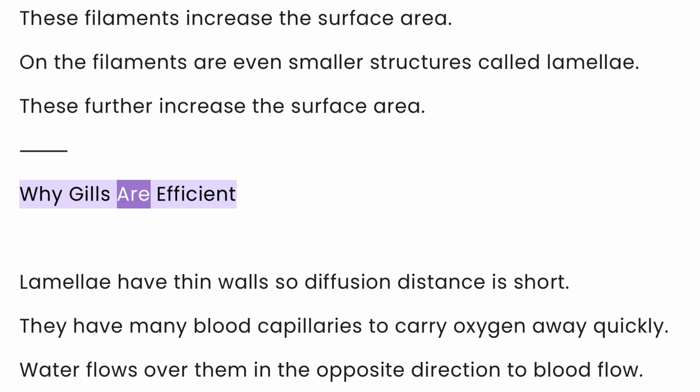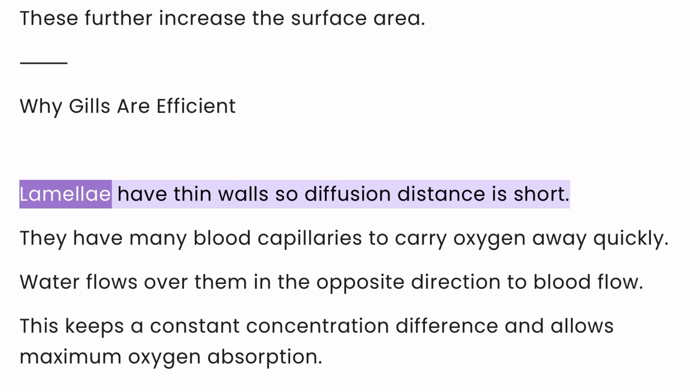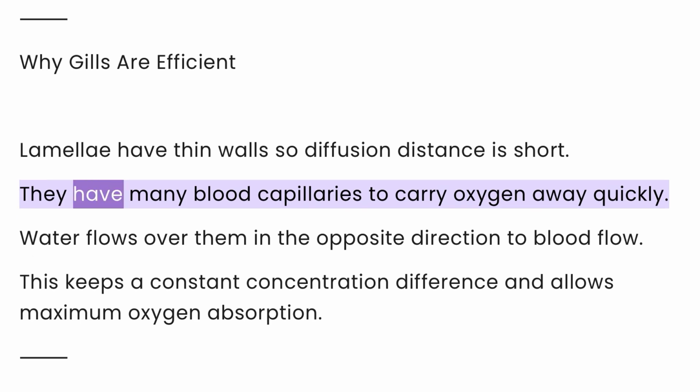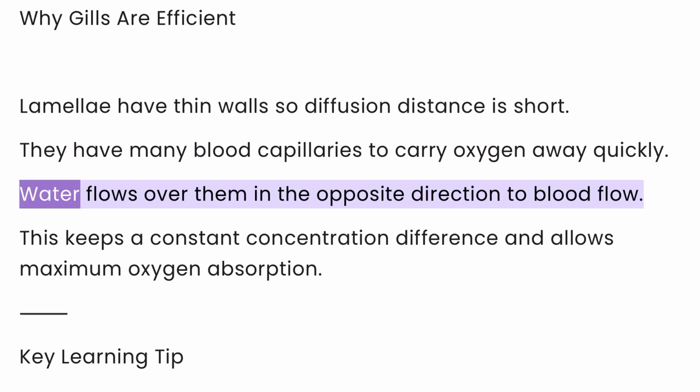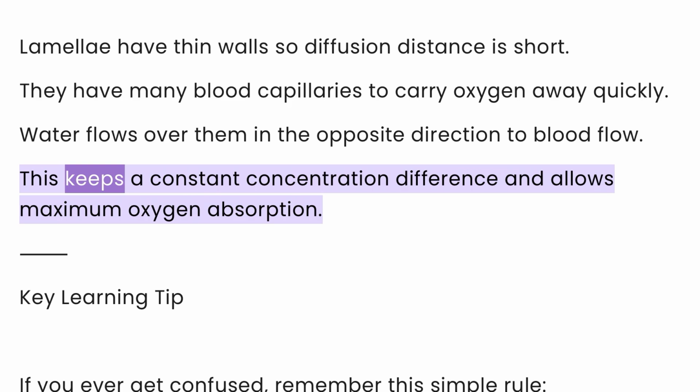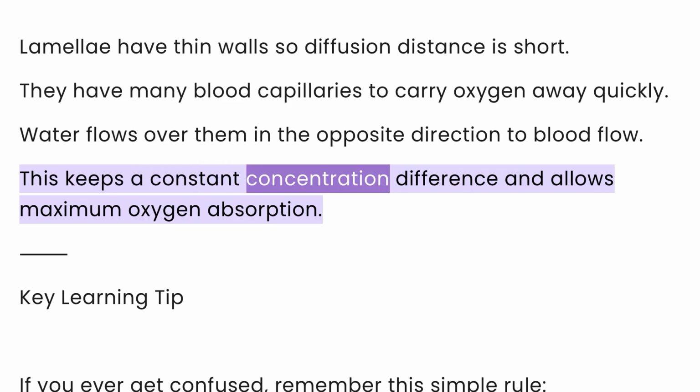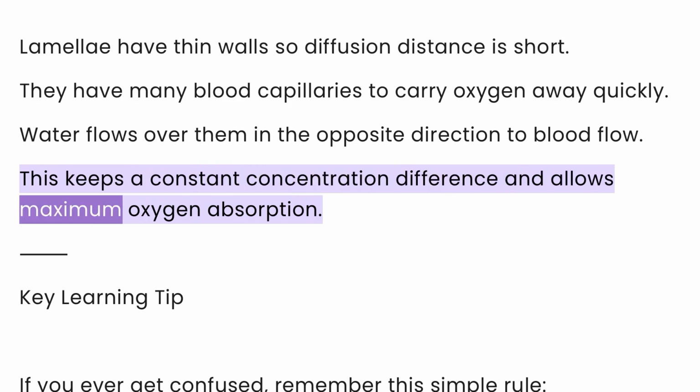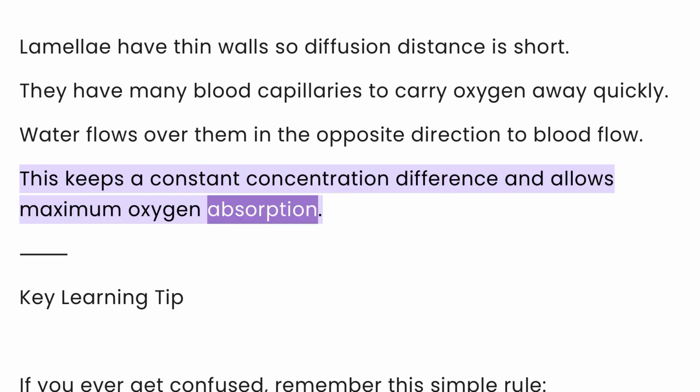Why are gills efficient? Lamellae have thin walls, so diffusion distance is short. They have many blood capillaries to carry oxygen away quickly. Water flows over them in the opposite direction to blood flow. This keeps a constant concentration difference and allows maximum oxygen absorption.